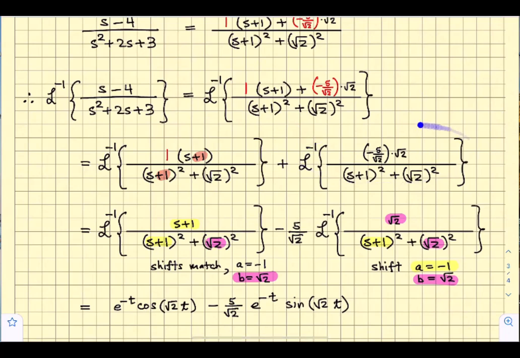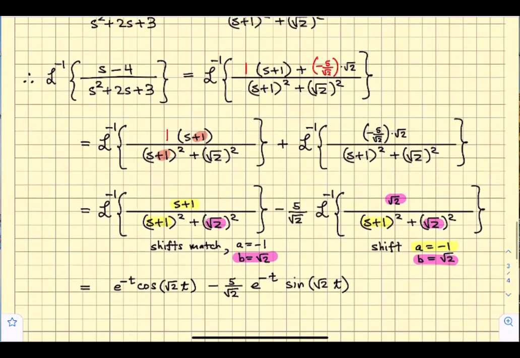Secondarily, when we have this, we have to realize which one of these constants we want to pull out. Well, we always know we need our b's to match, so we want to leave the square root of 2. We'll pull this constant out. And now our b's match. We see that our shift is a minus 1. If we cover up our shift, this looks like something that inverse transforms back to a sine square root of 2 times t. And then the shift of minus 1 amounts to multiplying by an e to the minus t. And so we still have our minus 5 over square root of 2, e to the minus t, sine square root of 2 times t.